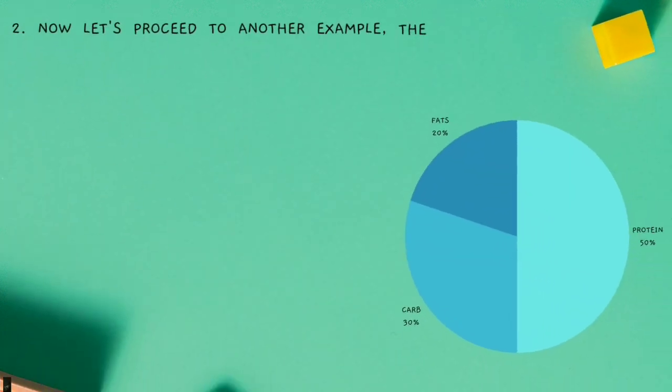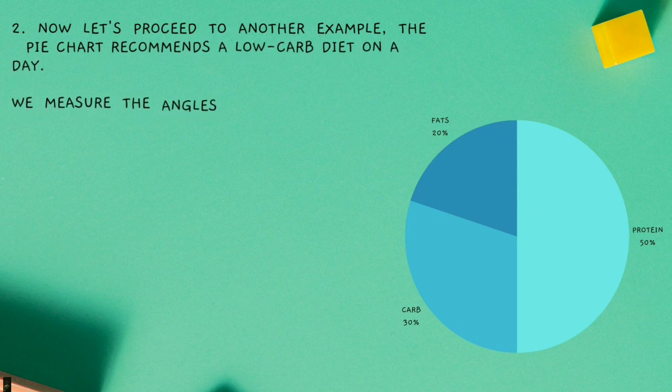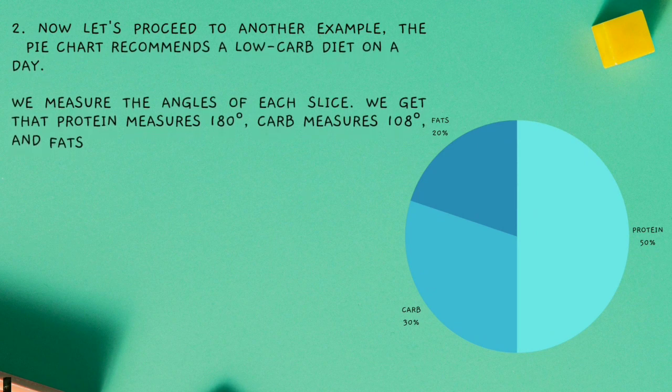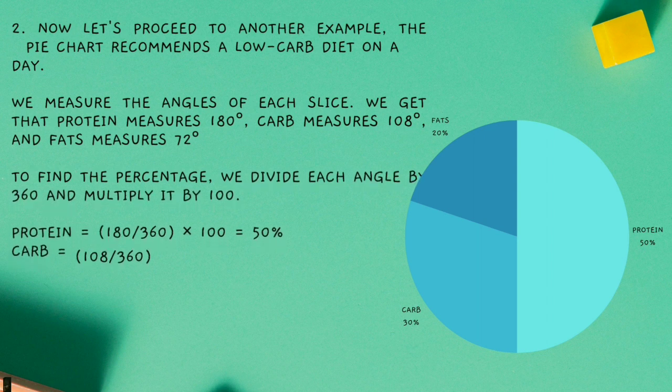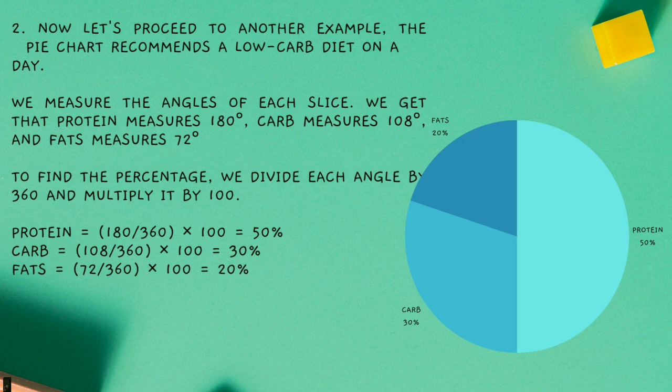Now let's proceed to another example. The pie chart recommends a low-carb diet on a day. We measure the angles of each slice. We get that protein measures 180 degrees, carb measures 108 degrees, and fat measures 72 degrees. To find the percentage, we divide each angle by 360 and multiply it by 100.